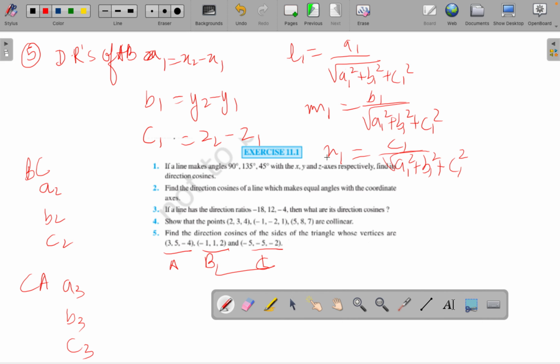So that is all for the first exercise. The entire exercise was based just on simple logics that you should understand: if points are given, how to find direction ratios; if direction ratios are given, how to find direction cosines; or if angles are given directly, how to find direction cosines. And the logic of collinearity was again repeated in this exercise. If the direction ratios of any two sides are proportional, the points are said to be collinear. So that is all for the first exercise of 3D geometry.